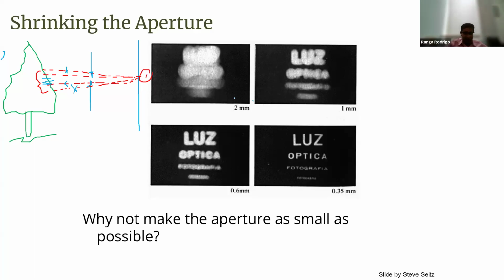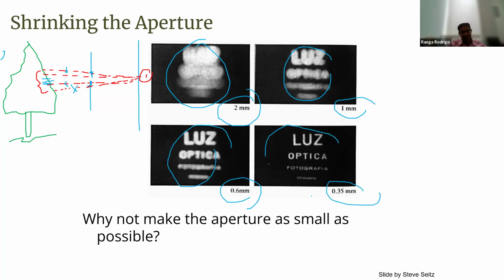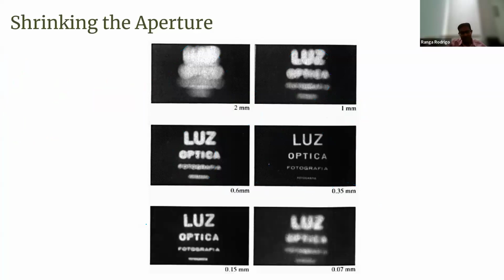So if your prick size is 2 millimeters, there is blur. If you make it small, then your image will be sharper. You make it even smaller, like 0.6, the image will be even sharper. 0.35 maybe, then the image is quite sharp. But the amount of light is too small. So why not make the aperture as small as possible? You cannot do that, because then less light goes through the prick. And then one more thing is diffraction effects take place. So you can see here, when you make it even smaller, diffraction happens.